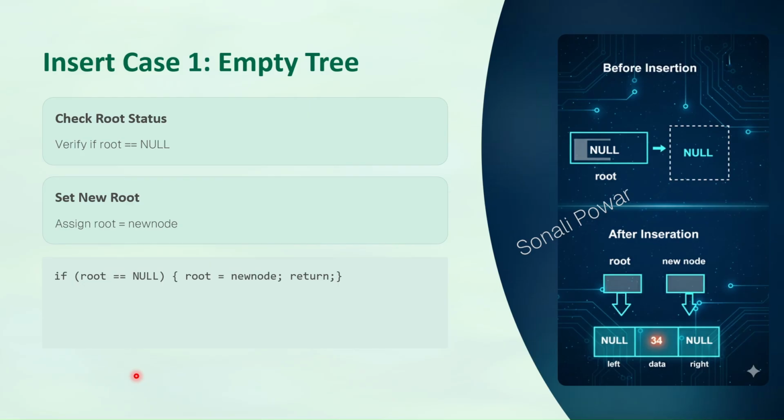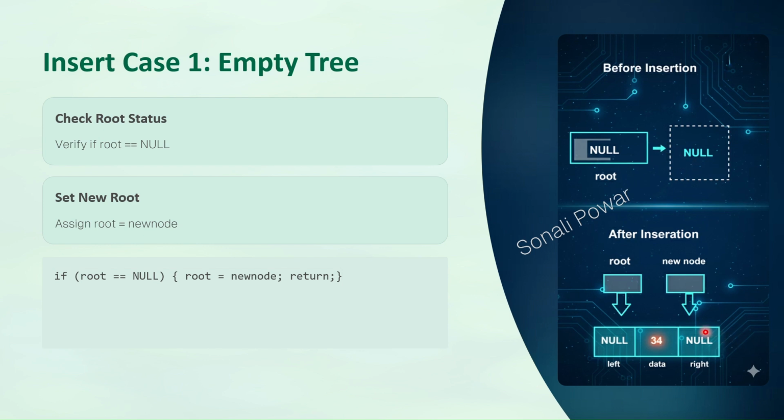Under this case number 1, first of all we have to check whether your tree is empty or not. So how to check if the tree is empty? If root is null, at that time I will say that my tree is empty. Consider your tree is empty, it means your root will be null. It is not pointing to anyone.